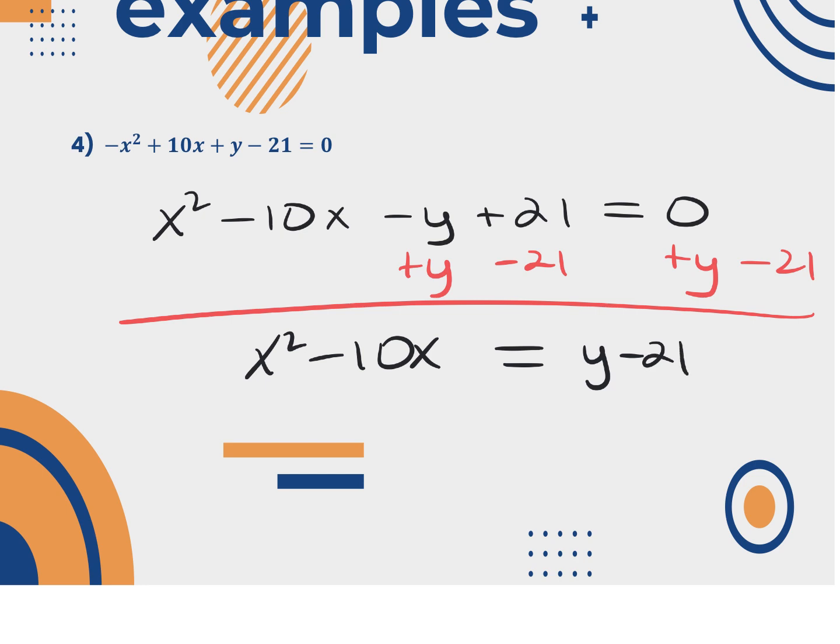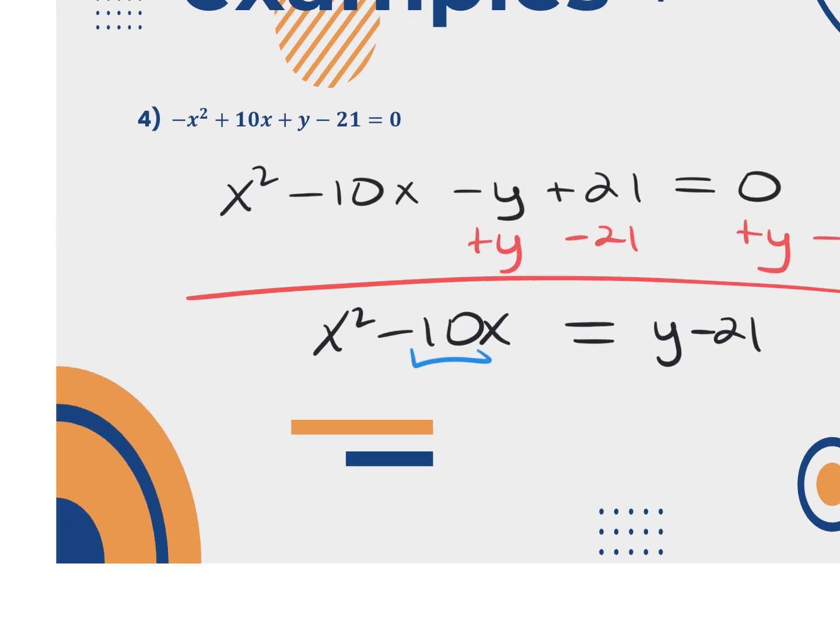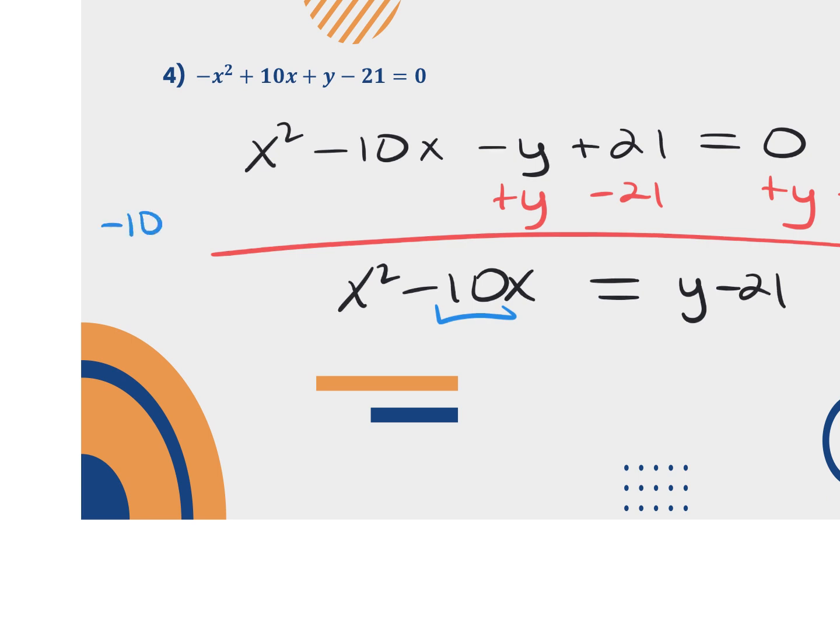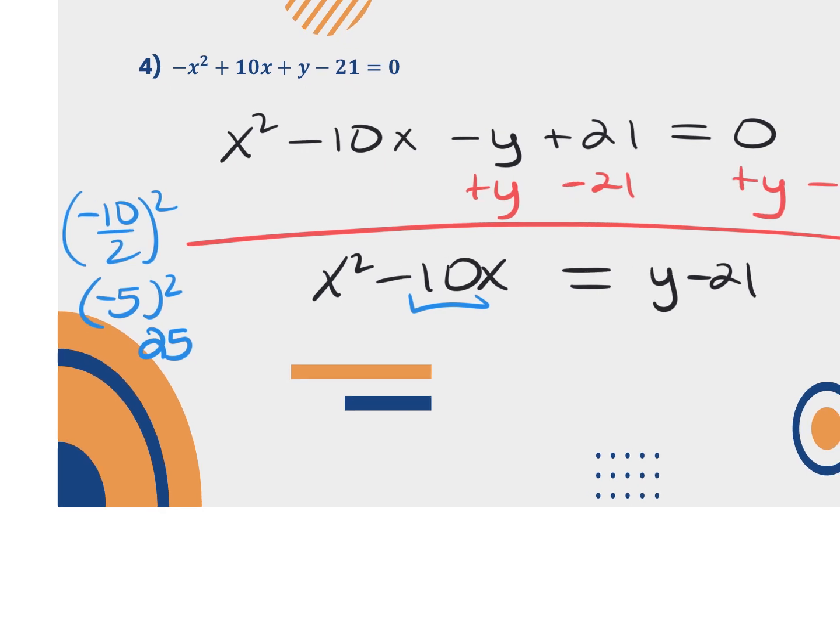Now I can complete the square. I take my b term, this negative 10, and I divide it by 2 and square it. So negative 10 divided by 2 is negative 5. Negative 5 squared is 25. That's what I'm going to add to the right side. But remember, instead of putting plus 25 in here, I put in what it was before I squared it, because then that gives me what it factors into: x minus 5, squared.